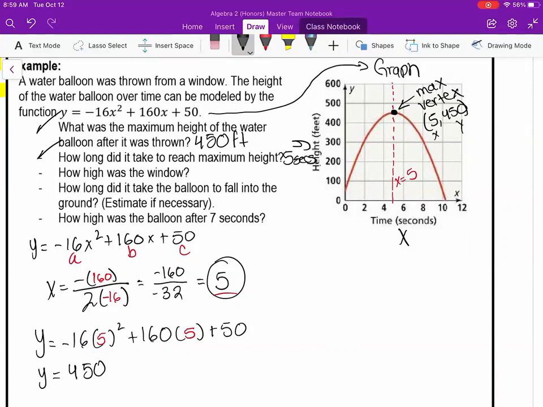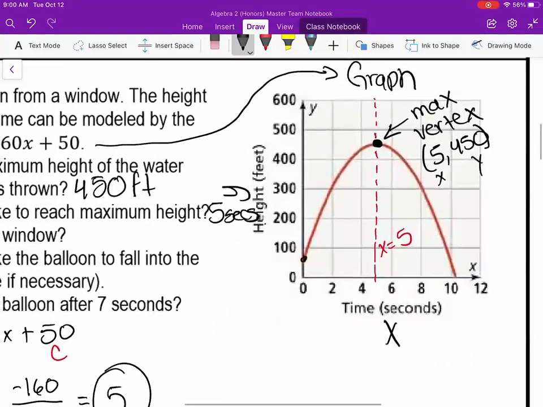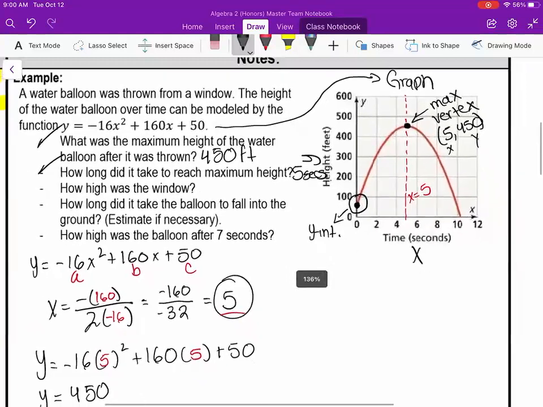All right. Third question is, how high was the window? Well, where is the window in terms of the example? Well, the window has to be somewhere over here. I don't know what point that is, because it's somewhere in between 0 and 100. It could be 50, could be 60, could be 80. I'm not sure. So what do I know? Well, I know that that point, specifically that point, is your y-intercept.